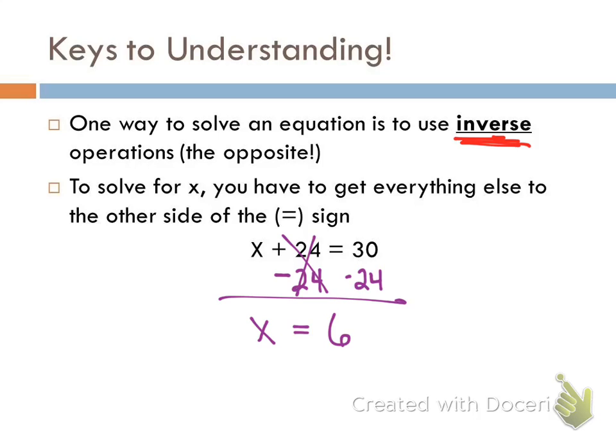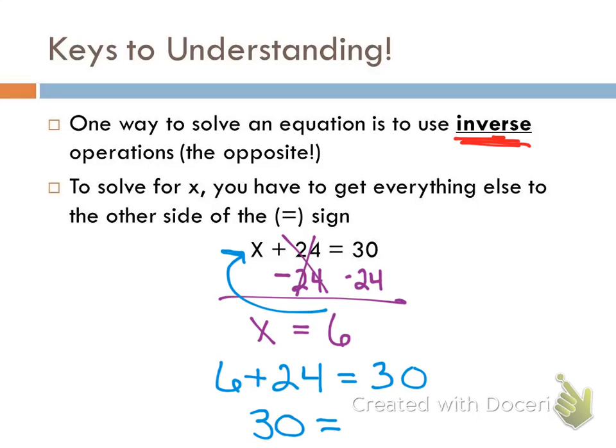Now, I can go back and check my solution by plugging it back into the original and seeing if it works out. Is it true that 6 plus 24 is 30? Yes. Okay, so I would say 30 equals 30, and I would check it out. And that's how I would check my solution. But x equals 6 is the solution.